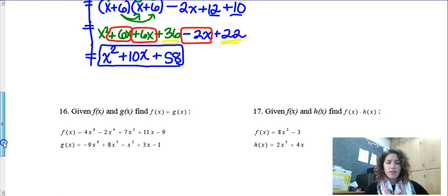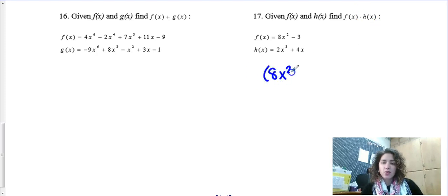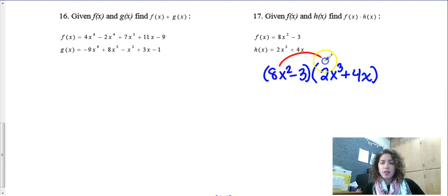Right. On to 17. Given f of x and h of x, find f of x times h of x. We want to make sure we use our parentheses because we're going to be multiplying. So it's going to be f of x first, 8x squared minus 3 times 2x to the third plus 4x. And now let's use our arrows. 8x squared times 2x to the third. 8 times 2 is 16. And when I do x squared times x to the third, we add the exponents and get x to the fifth.